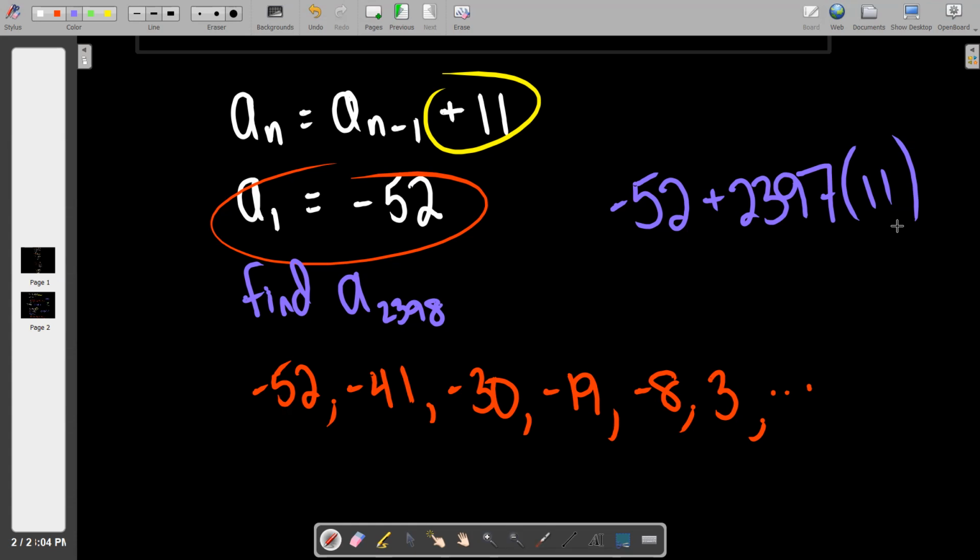I got 26315. So if you were very patient and had all day and could actually count out to the 2,398th term of this sequence, yes, it would be 26,315. Everybody got that? Any questions about that?